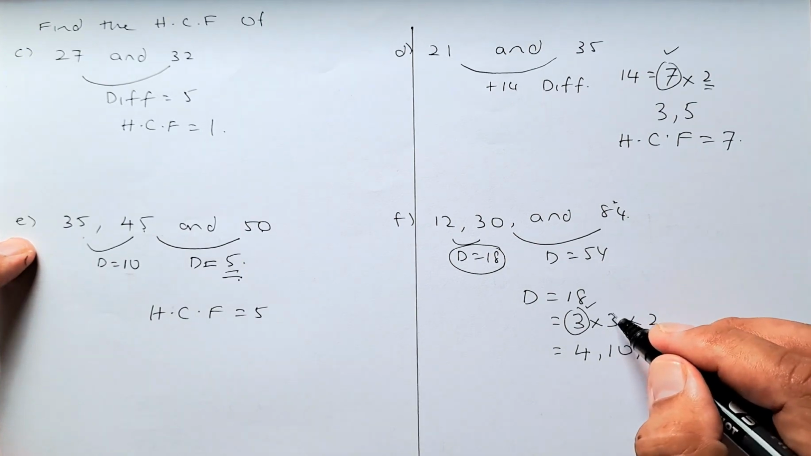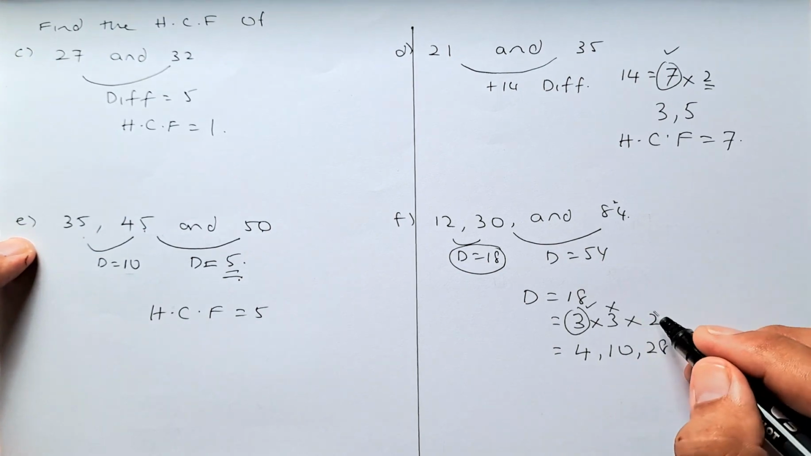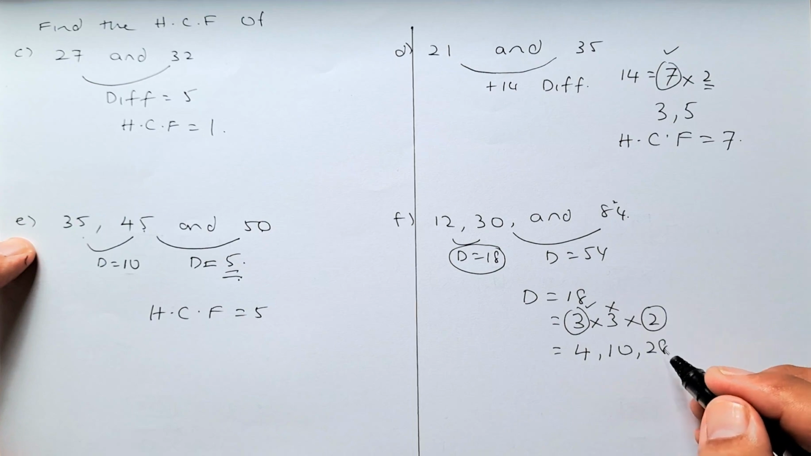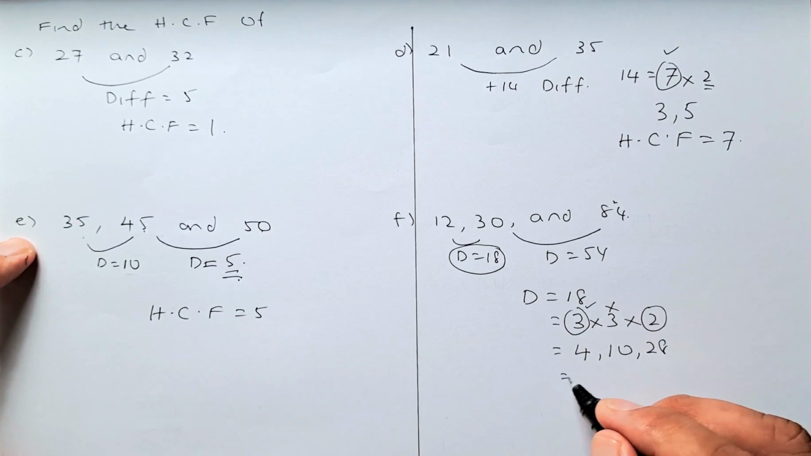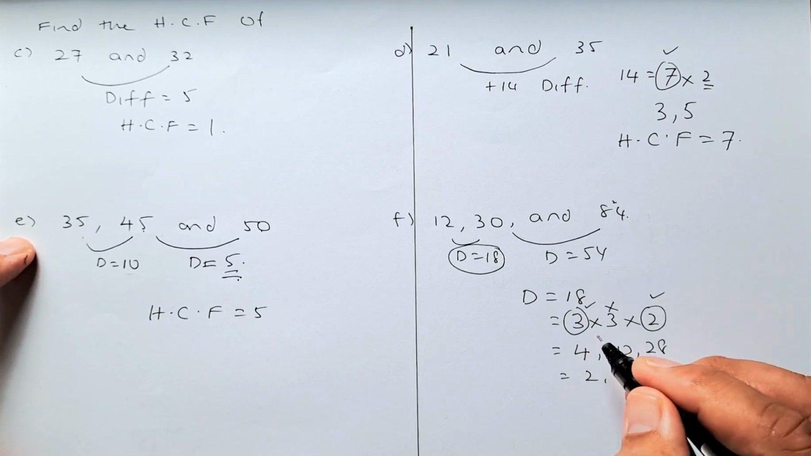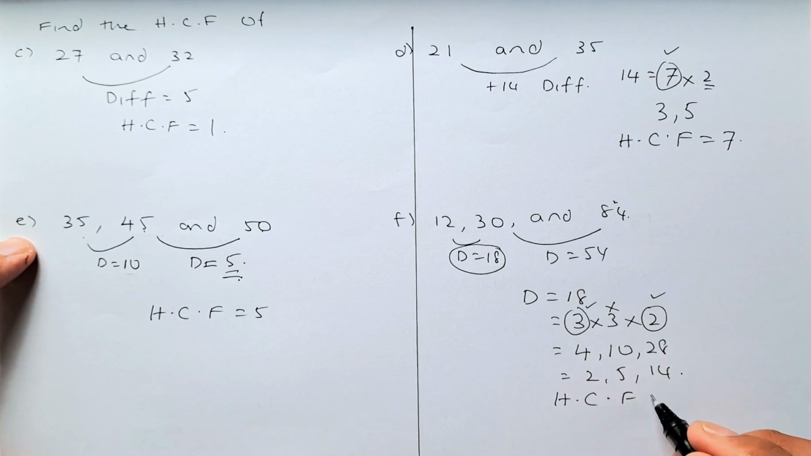Next, we look at the next 3. Can we divide it by 3? 4 cannot be divided by 3, so this is out. So we look at the next number, 2 now. Okay? Can 4 be divided by 2? Yes. 10 divided by 2? Yes. 28 divided by 2? Yes. So it becomes 2, 5, and 14. So this is possible. So your HCF is going to be 3 and 2. That will be 3 times 2. And your HCF is going to be 6.